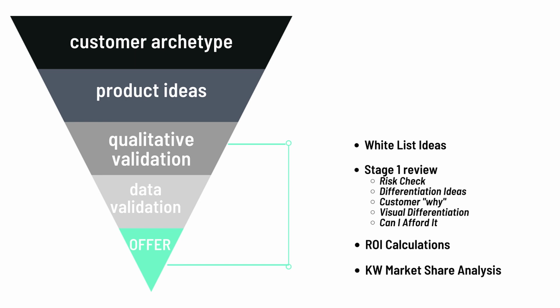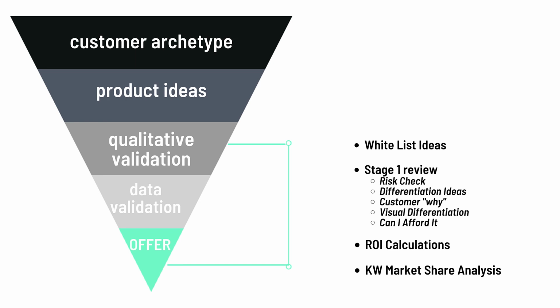So we really whitelisted ideas when we highlighted those ideas from the product ideation workflow. And then what we want to do is conduct first a stage 1 review. The stage 1 review is about doing a risk check, looking at patents and all those other things that we outlined in the risk analysis section. We then want to look at differentiation ideas. So what are the differentiators that we have in our heads for this particular concept, and does that pass the sniff test of what could be compelling in the marketplace?